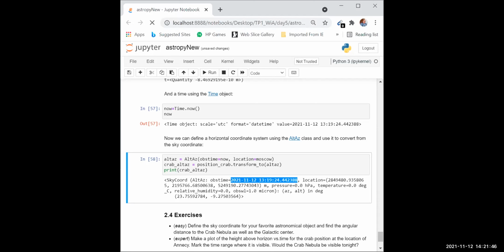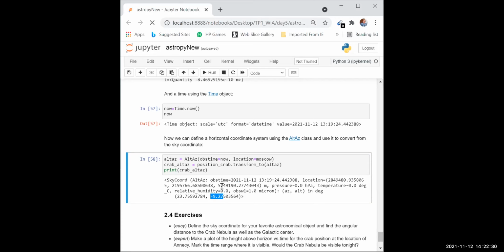Okay, so this will help us decide whether it is a good time to see. And what we are seeing is the altitude is 23.75, azimuth is 23.75 and altitude is minus 9.275. So this indicates this is below the horizon. So it is not the right time for us to observe this object, this crab which we are looking at. And anyway it is afternoon, so unless you are using radio observations, you can do that.